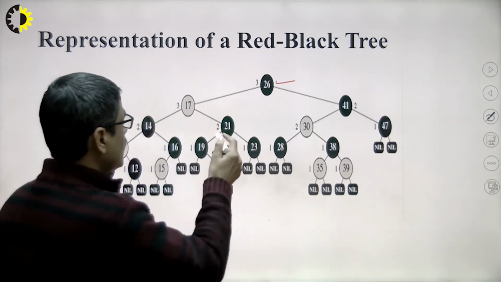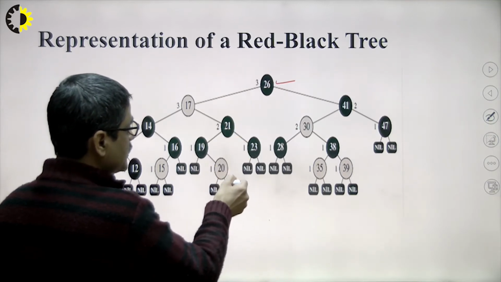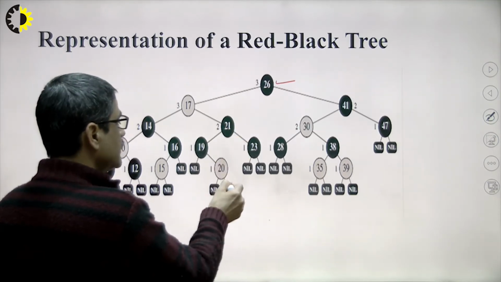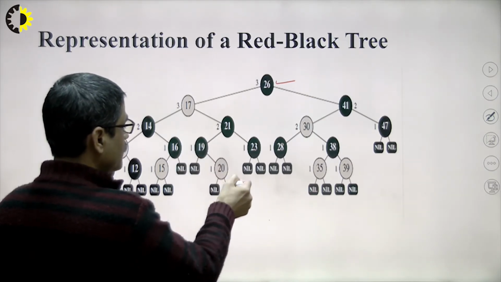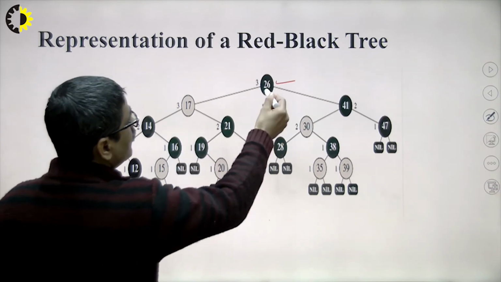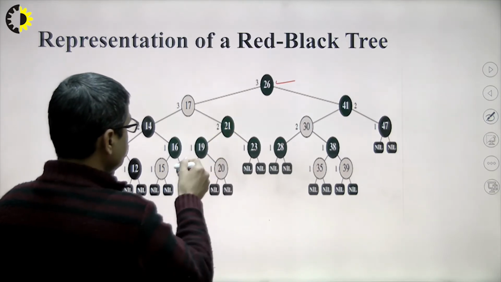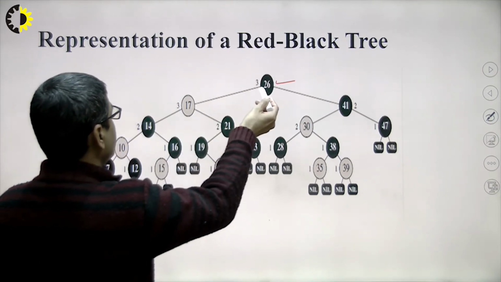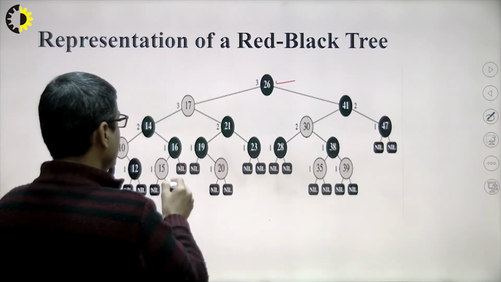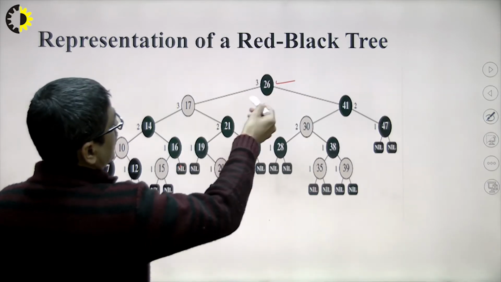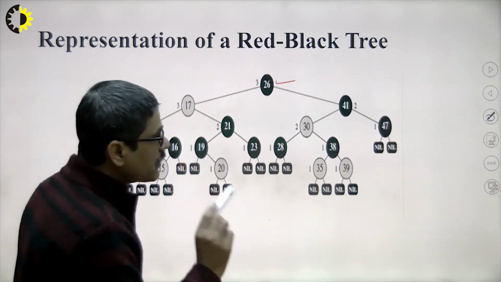If you pick any node like 21, and from 21 go to a leaf node, suppose this leaf node, whichever path you take, you get an equal number of black nodes. If you take this, you get 2 black nodes. If you take this, you get 2 black nodes. From this to this, whatever paths are available, everywhere, from this to this nil, the number of black nodes is equal.